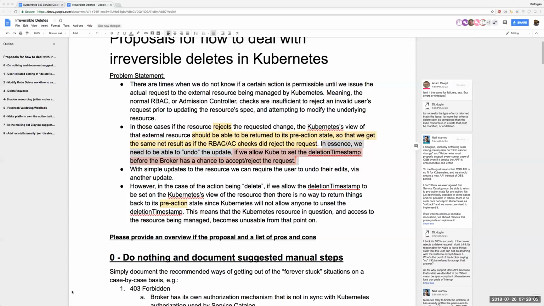But when we say that Kubernetes should be able to undo the update, for me it's too strict a requirement, because it already implies some implementation details or API change details and so on. So I added some more to that sentence to make it clear that we only need to really undo if we allow kube to set the deletion timestamp. I think that clarifies it.